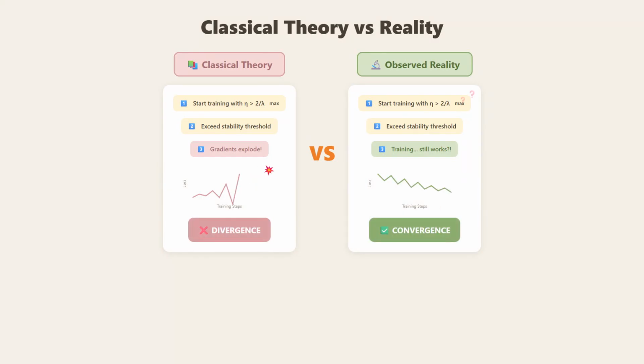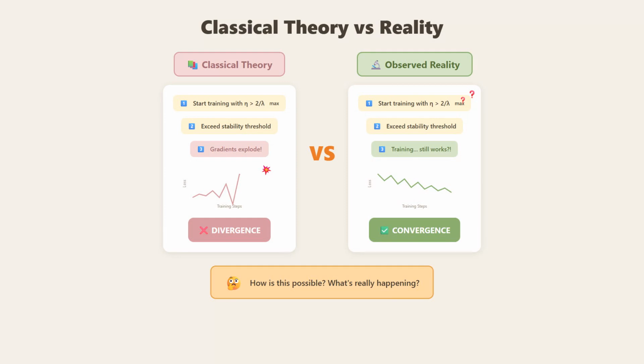According to the textbook, here's what should happen when you train with a learning rate that exceeds 2 over lambda max. Step 1. You start training. Step 2. You exceed the stability threshold. Step 3. Boom! Gradients explode, loss diverges, and training fails catastrophically. But here's what actually happens in practice with real neural networks.